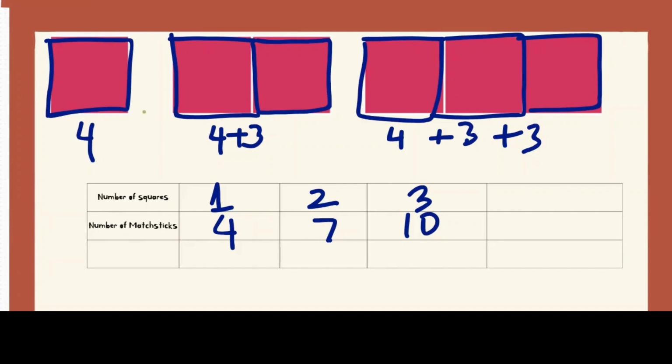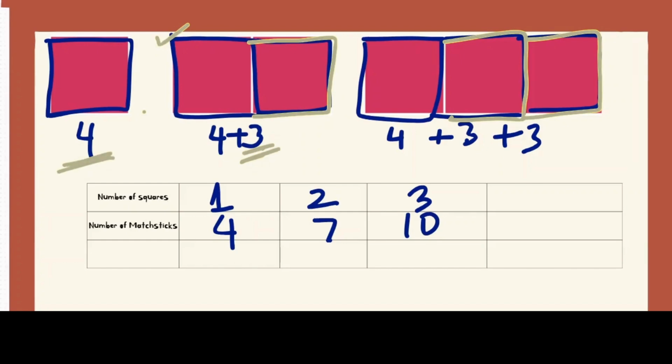Let us see how many sticks we require at every step. So initially we had 4 sticks. Then to create two squares, we added these 3, isn't it? Then another one, so 3 plus 3. Now, is it possible for you to write these 4 sticks in terms of 3? Because at every step you are adding 3, right?